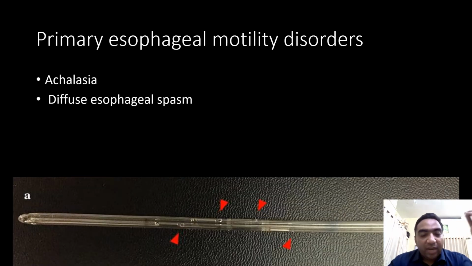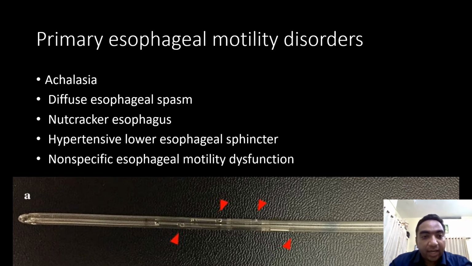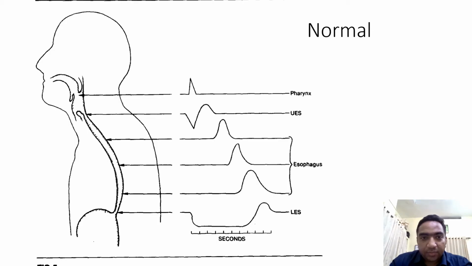So let us now try to understand the primary esophageal motility disorders. In the earlier period, when there was only barium study, it was only achalasia and diffuse esophageal spasm. But when manometry came into the picture, three more disorders were added. They are the Nutcracker esophagus, hypertensive lower esophageal sphincter, and non-specific esophageal motility dysfunction or disorders. So let us try to understand this.